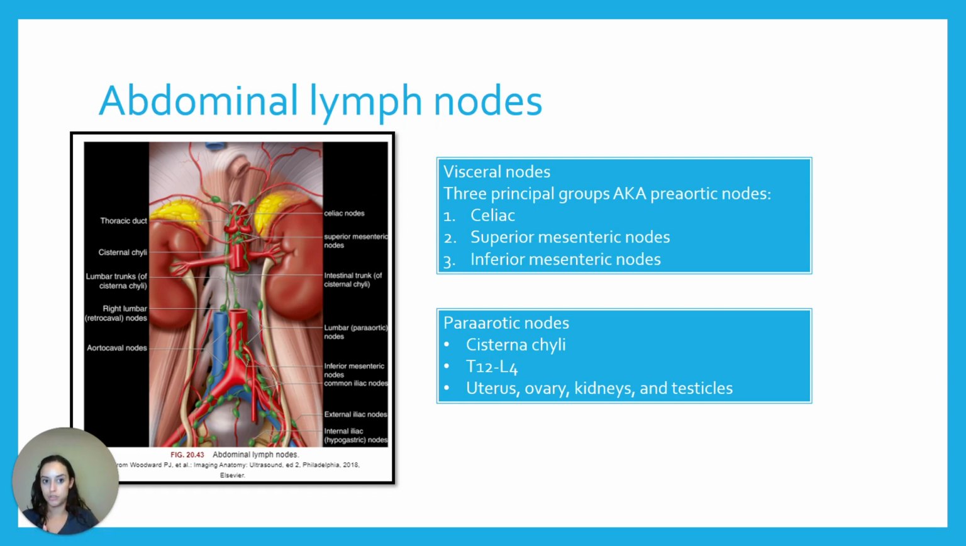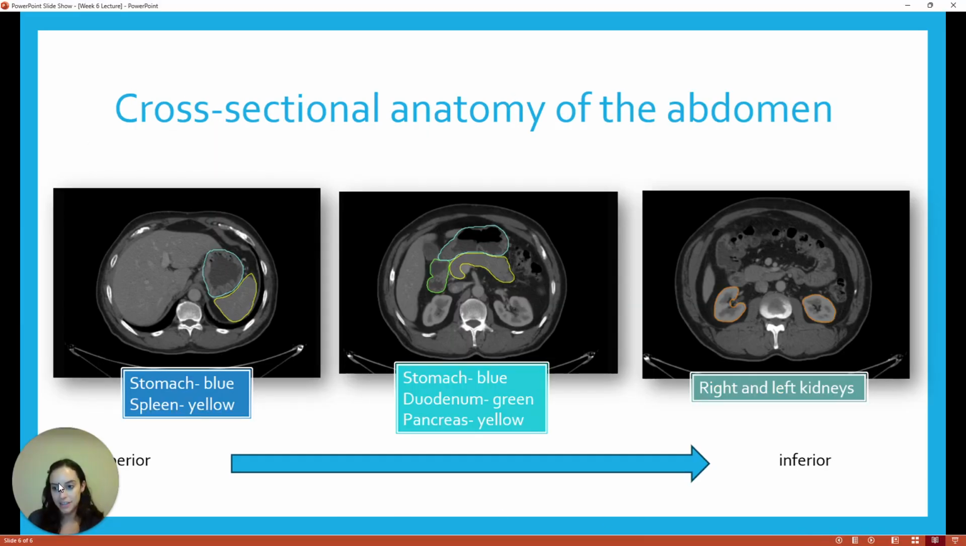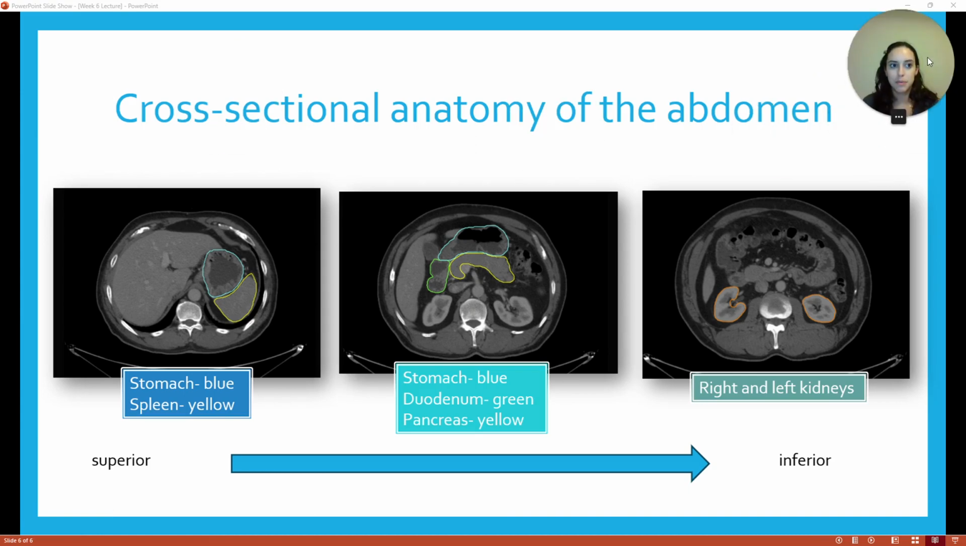All right, so those are the important lymph nodes that you need to know: the visceral nodes, also known as the pre-aortic nodes, and the para-aortic nodes for your abdomen. Okay, and last slide. And this slide is important.